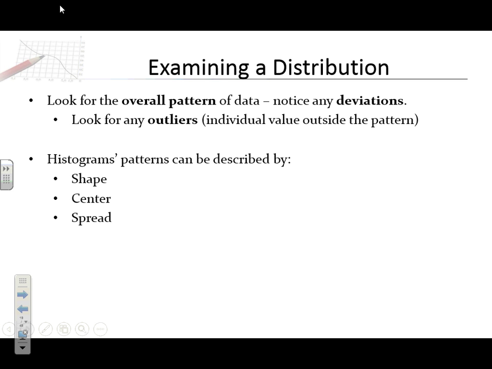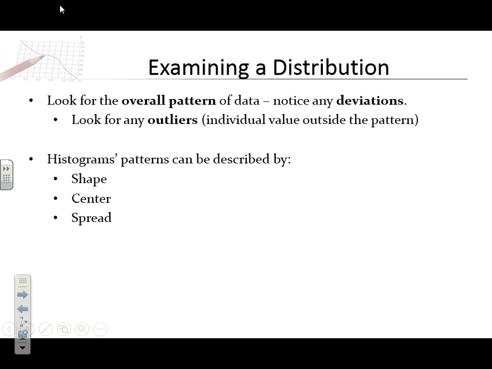Which center value you choose will depend entirely on the shape that you identified in the first part. There are going to be 2 different measures of center that we'll deal with. One goes for a specific set of distributions, the other goes for a different set. So once you've identified what shape you're working with, that's going to determine which center value you choose.